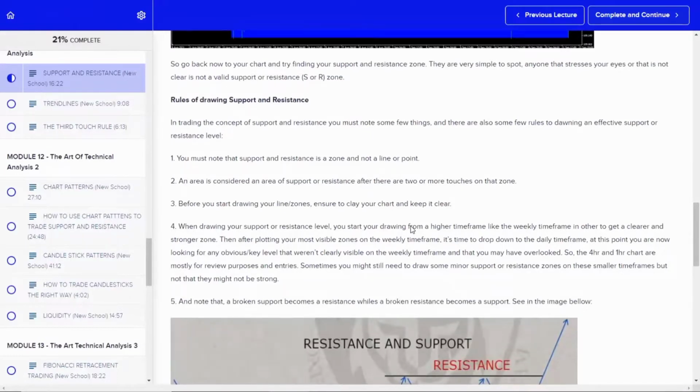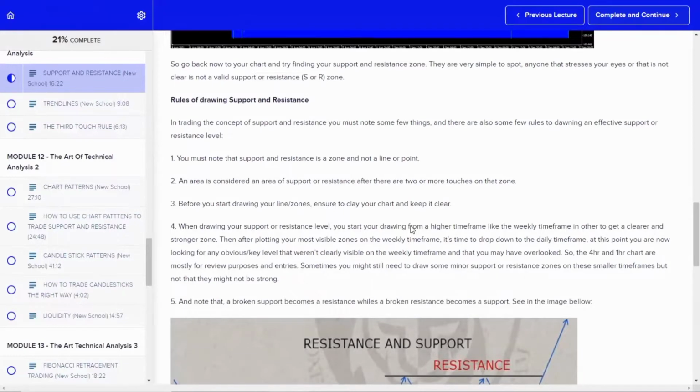And an area is considered as an area of support or resistance after there are two or more touches. You must also note that an area is considered as an area of support or resistance after there are two or more touches on that zone. So first of all, it's not a line, and secondly, there have to be two touches. Then on the third touch, that's where you have to pick your entry from on that zone.